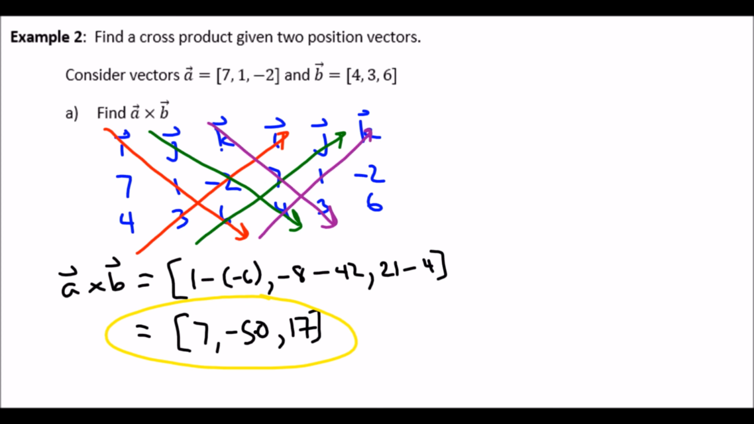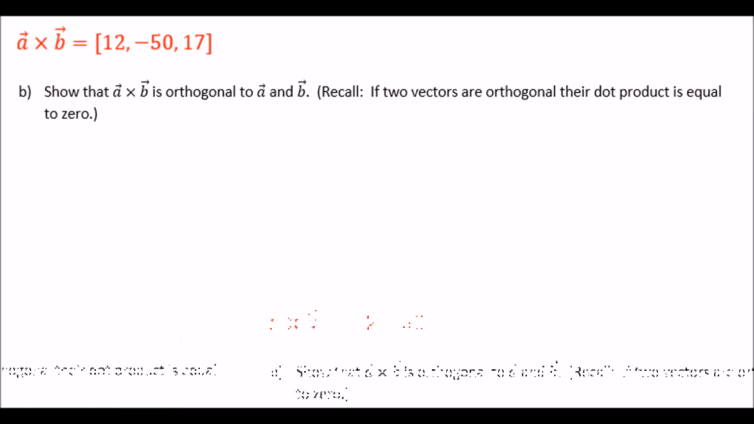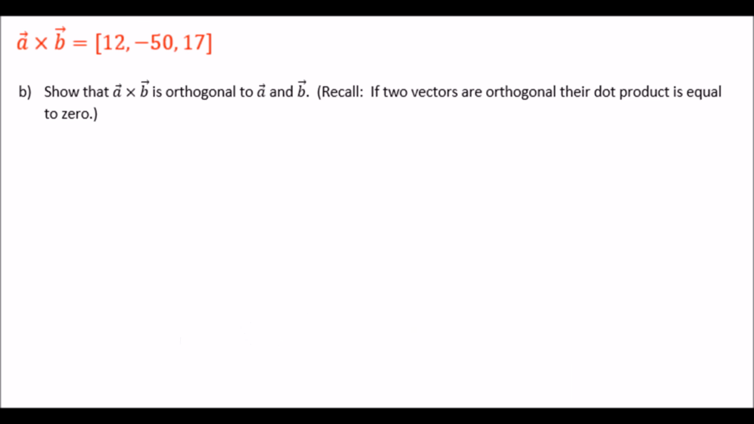The next question says, show that A cross B is orthogonal to both A and B. After this example here, I will stop the video and we'll start the last two examples on the next video. So A cross B is orthogonal to A and B. So here I want to show, for the first one, I want to show that A, so if I want to show they're orthogonal, I want to show their dot product is equal to 0. So I'm going to do A dot A cross B.